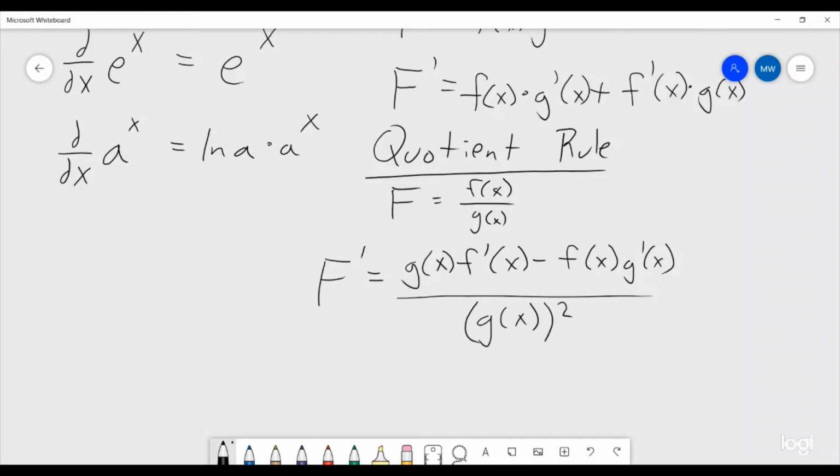So there's a few different mnemonic devices I've heard. I've heard people say a poem like it's low d high minus high d low over low low. I've also heard people have a little song where they've put that to a tune. Other people have said low d high minus high d low, square the bottom and off you go, to make it a little rhyming couplet. But that is what the quotient rule is going to be.